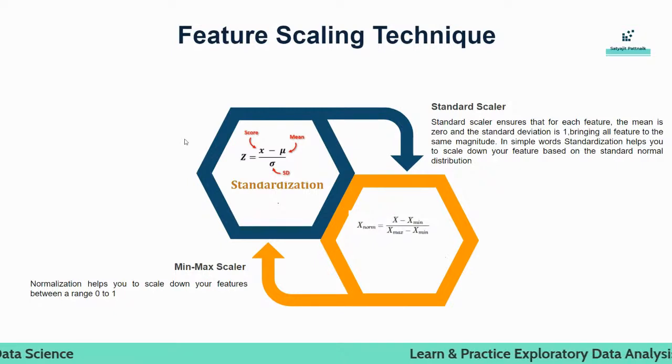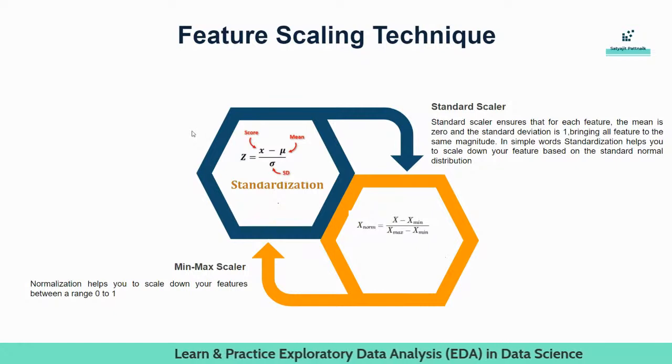Okay. For applying z-score to any feature, does that feature need to be normally distributed? Yes, the feature needs to be normally distributed.